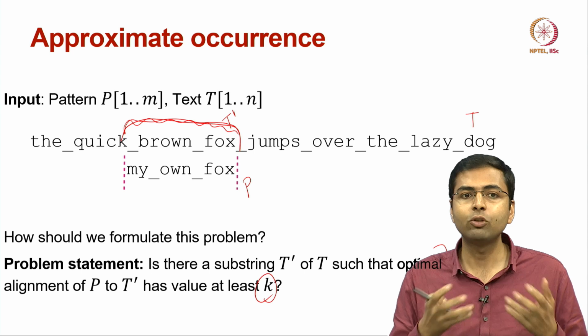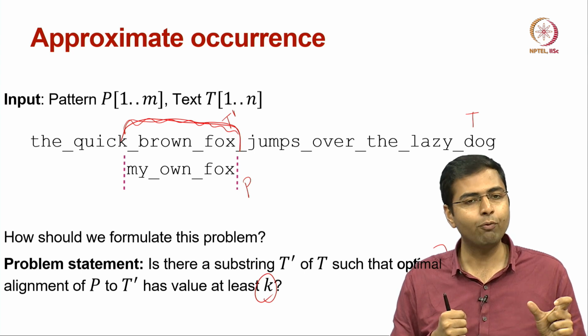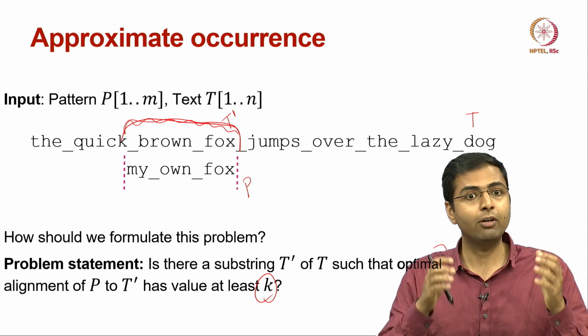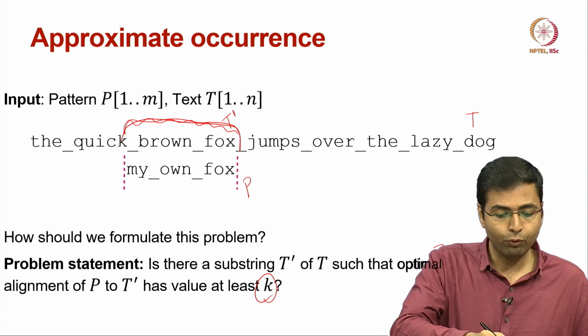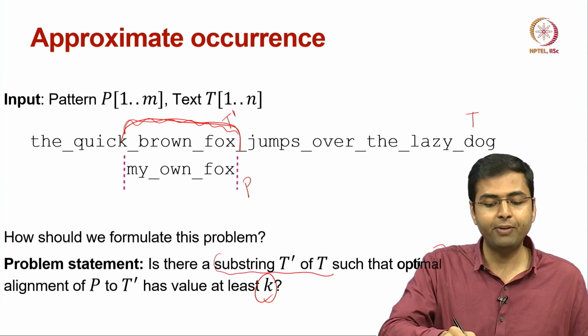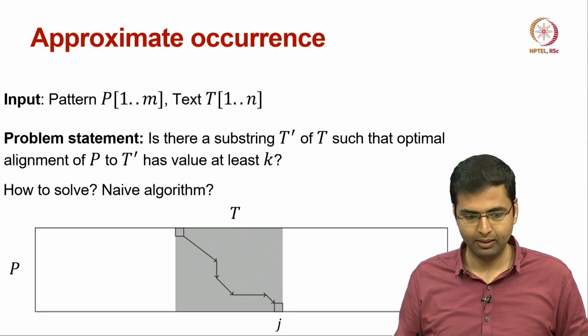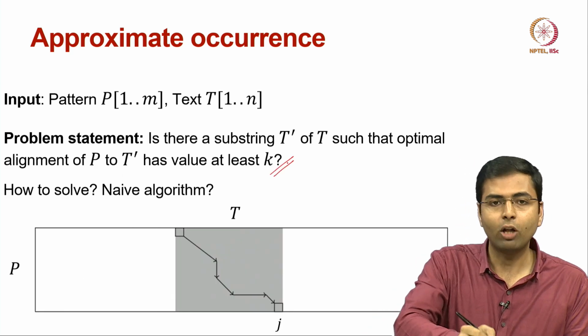The question is, how do we solve this problem? This is different from what we have solved so far. In the problem that we have seen so far, we were solving alignment of two sequences, whereas here we have to look for substrings of the text that have a good alignment score. Okay. So, the next question is, how do we solve this problem?